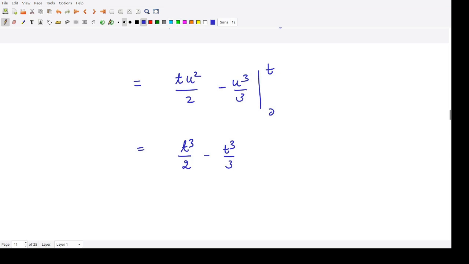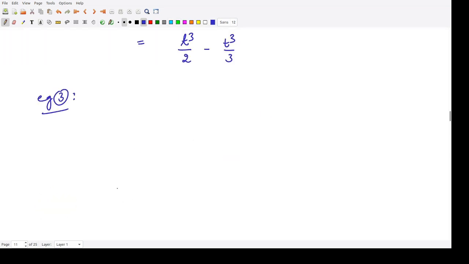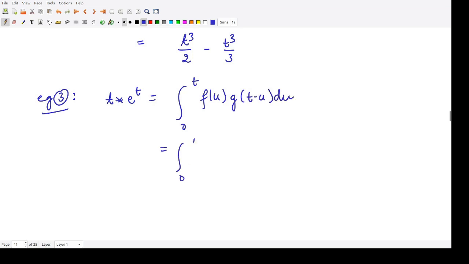So let me give you one more example. This is how you would perform the convolution of two functions t and e to the power t. So this is equal to the integration from 0 to t of the first function f of u g of t minus u du. Here the first function would be u, and the value of the second function would be e to the power t minus u du.